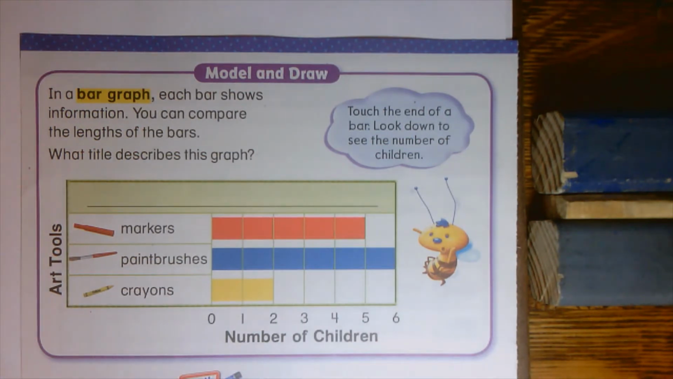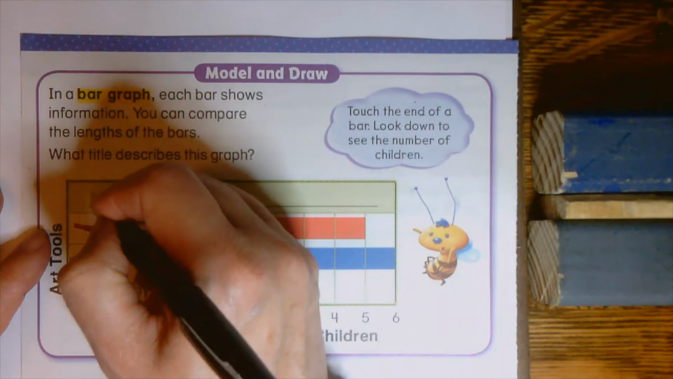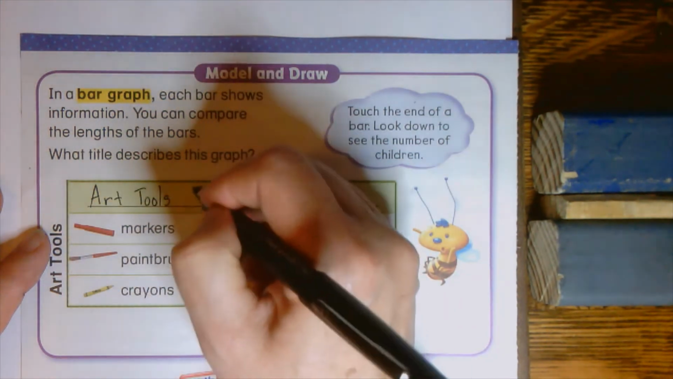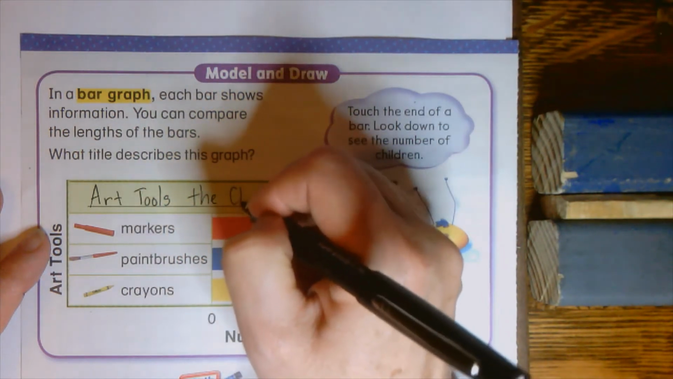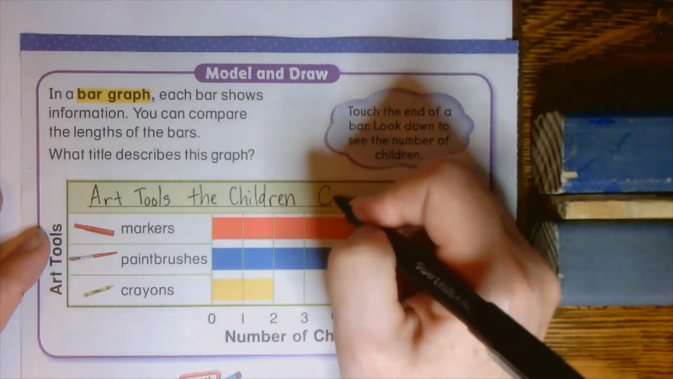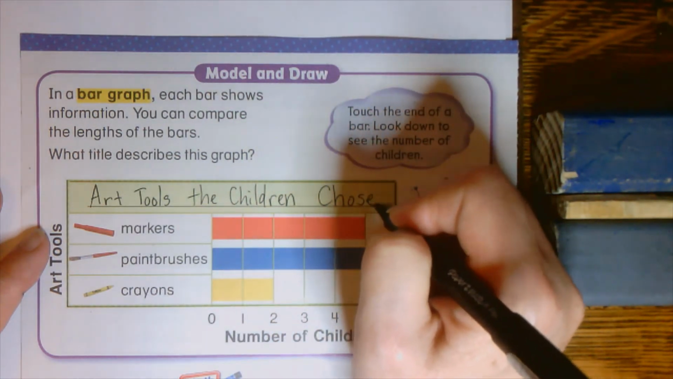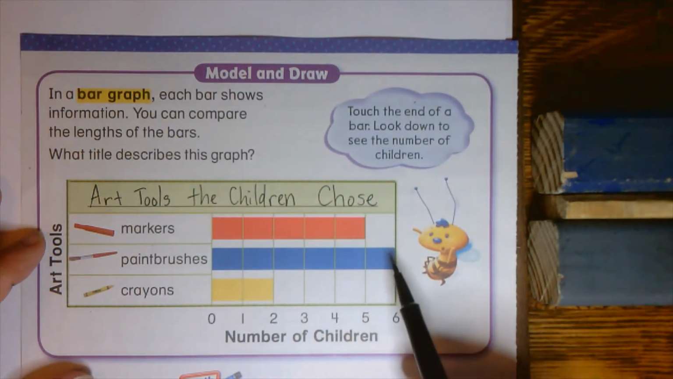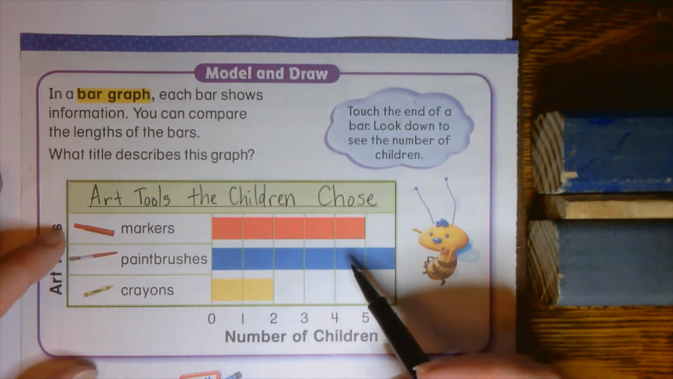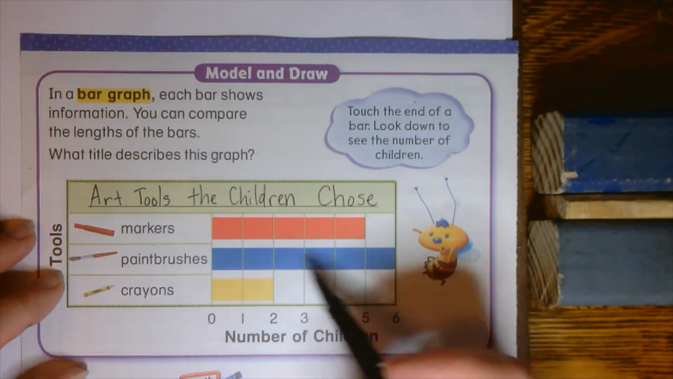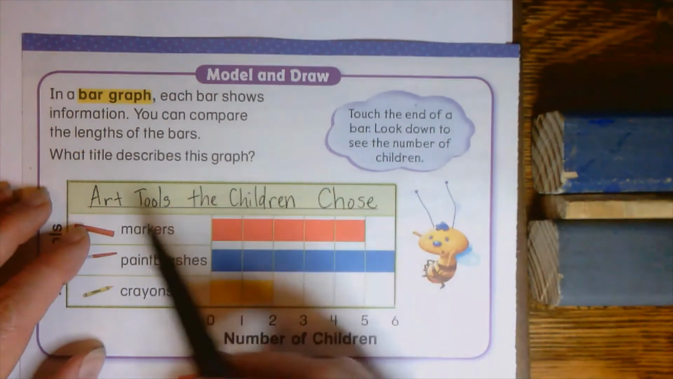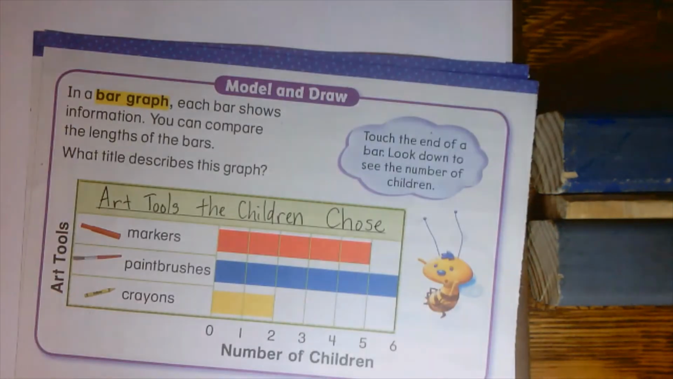So the title is actually going to be something like Art Tools the Children Chose. Now, it could be that this is what they chose and they used it, so it might be art tools the children used. It might be that somebody said, what do you prefer to work with? And this is what they said. Then it could be children's favorite art tools, but we don't have that information. We don't actually know. So we're just going to say art tools the children chose.